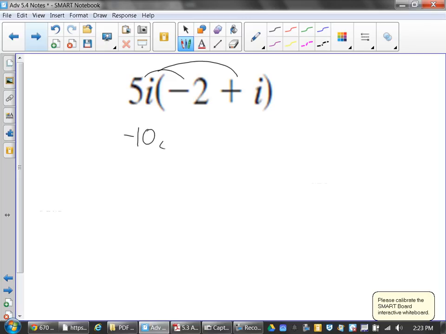So I get negative 10i plus 5i squared. We okay with that? What is i squared equal to? -1. So what is 5 times negative 1? Negative 5. So you get negative 10i minus 5. Now, I've told you guys in the past that usually numbers come up front. To be honest with you, if you left it at negative 10i minus 5, it's fine. If you want to rewrite it as negative 5 minus 10i, it means the same thing. Okay?